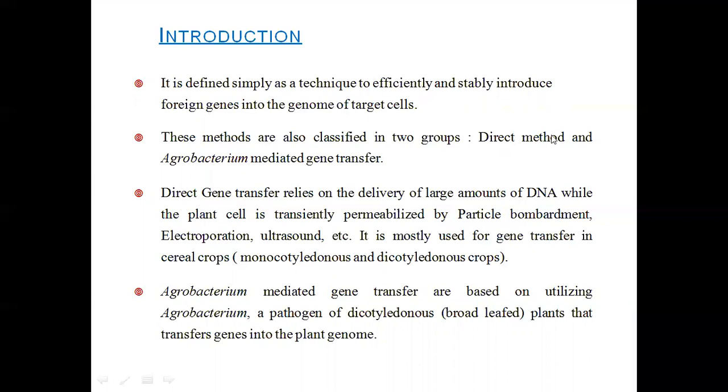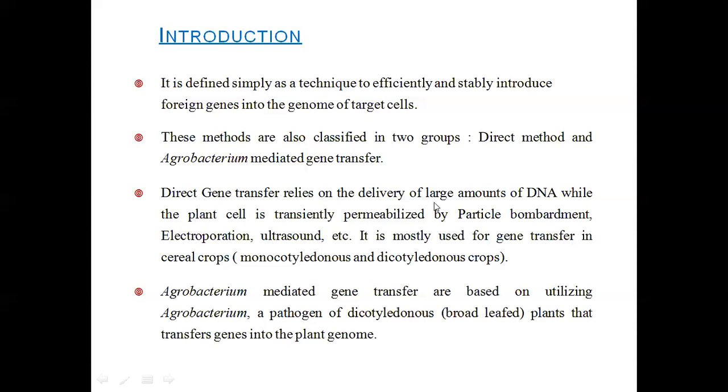Okay. The methods are classified into two groups. First is the direct method and second is the indirect method. The indirect method is also called Agrobacterium-mediated gene transfer, and in the direct method you can insert a maximum number of DNA molecules directly into the target cell. And indirect means via Agrobacterium, a bacterial host cell, where via a plasmid or vector you can insert the gene into the target species. That's why this is called indirect.